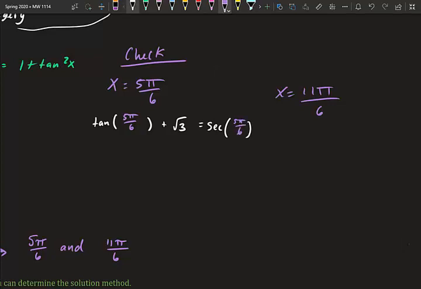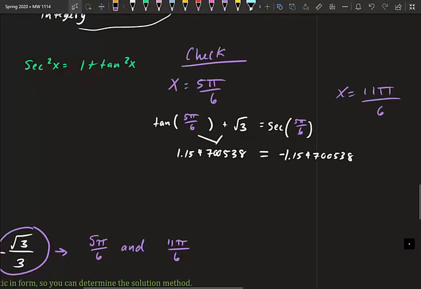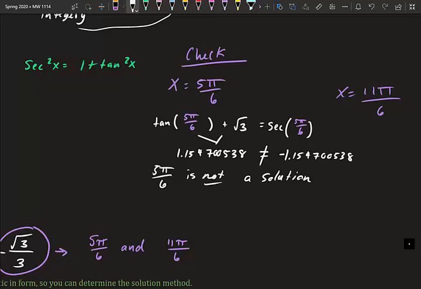Use your calculator. So tangent of 5 pi over 6 plus the square root of 3 is 1.154700538. And secant of 5 pi over 6 is negative 1.154700538. So that does not equal, meaning 5 pi over 6 is not a solution. It's called an extraneous solution. Now we have to check our other one.